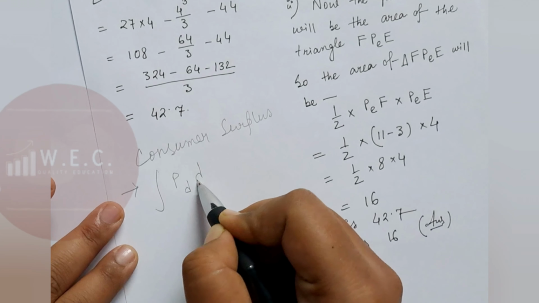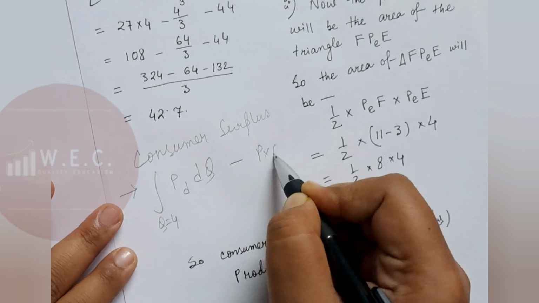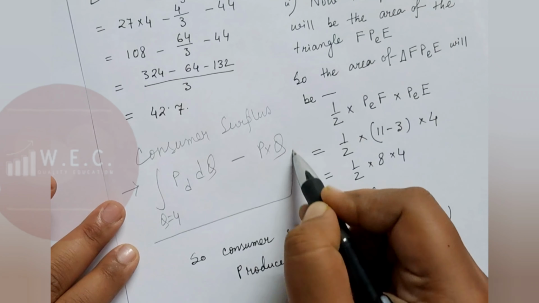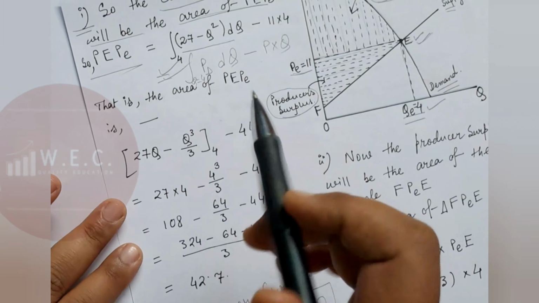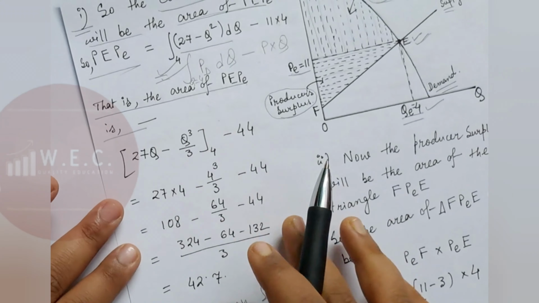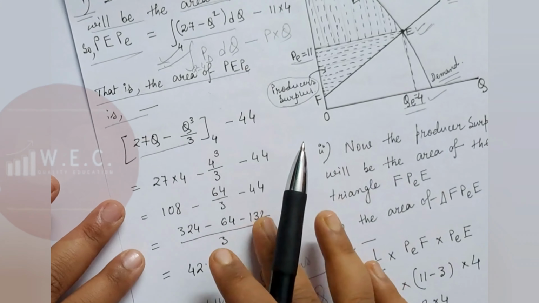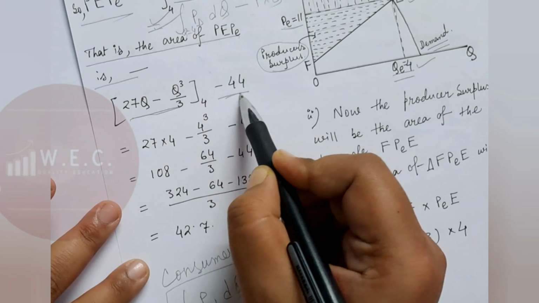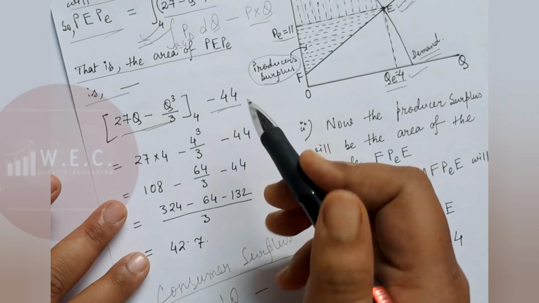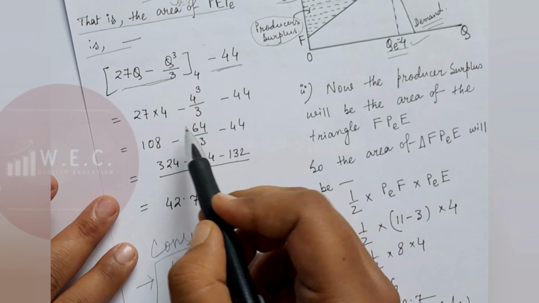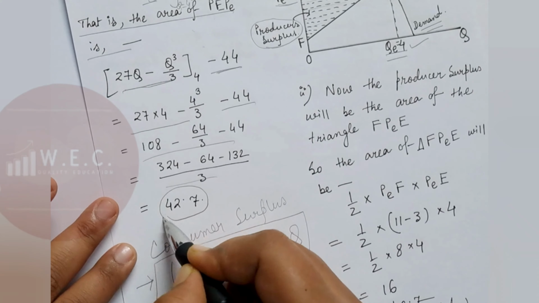Integration of the demand function with respect to Q at Q equals 4, where 4 is the equilibrium quantity, minus P into Q. So we first have to integrate 27 minus Q square with respect to Q. Then in the place of Q, we put the value 4. 11 into 4 equals 44, that is PQ. So after putting the value of Q, we get the consumer surplus equal to 42.7.